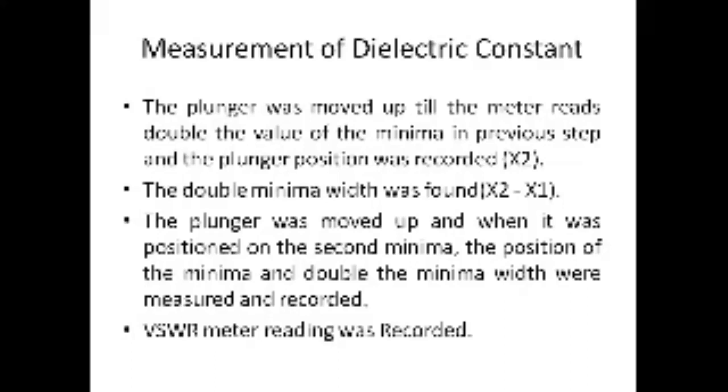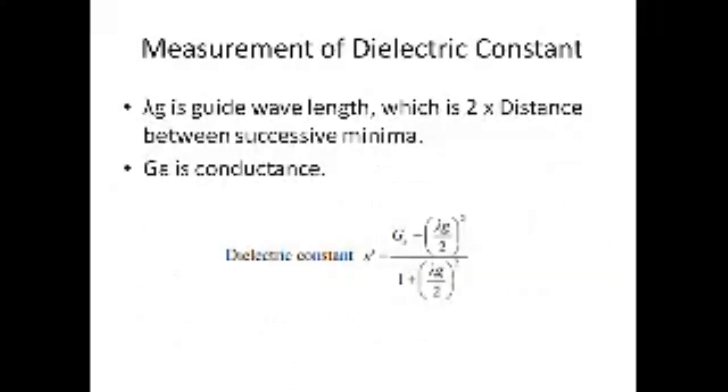After measuring H1 and H2, we need to find the double minima bandwidth, which is the difference between the H2 and H1 values. Then the plunger was moved up and positioned at the second minima. The position of the minima and double the minima width were measured and recorded. Also, we are measuring the VSWR, or value of the reading. So after getting all these values, we need to measure the dielectric constant of the material that is kept in the cell. For that, we need to do some analysis.